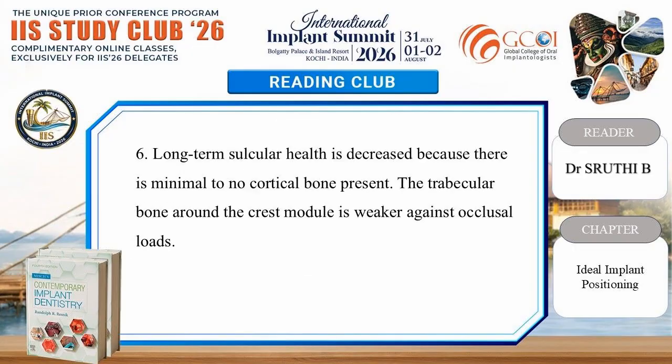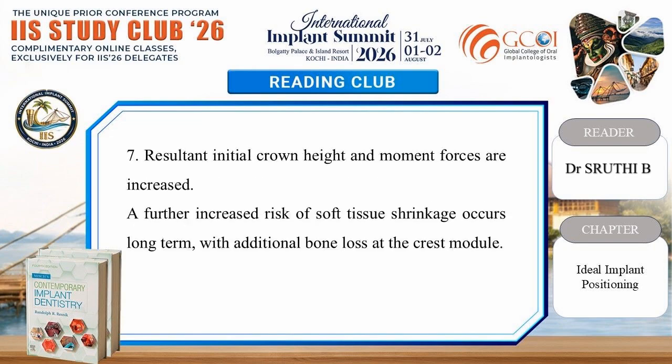Sixth, long-term circular health is decreased because there is minimal to no cortical bone present. The trabecular bone around the crest module is weaker against occlusal loads. Seventh, resultant initial crown height and moment forces are increased. A further increased risk of soft tissue shrinkage occurs in the long term with additional bone loss at the crest module.